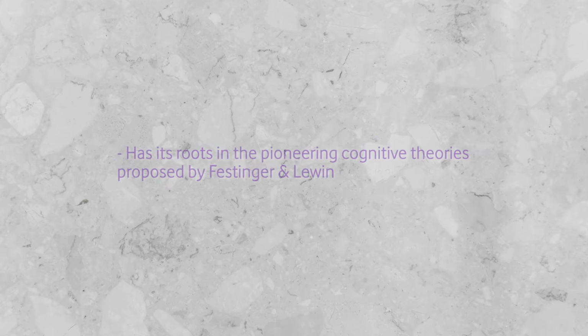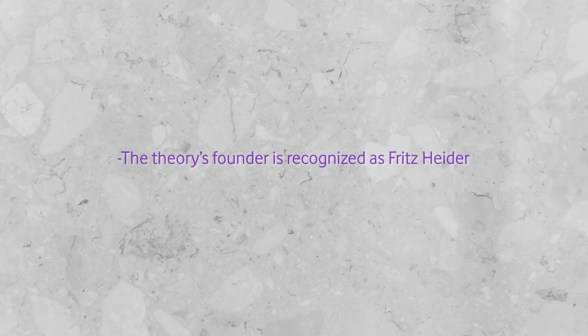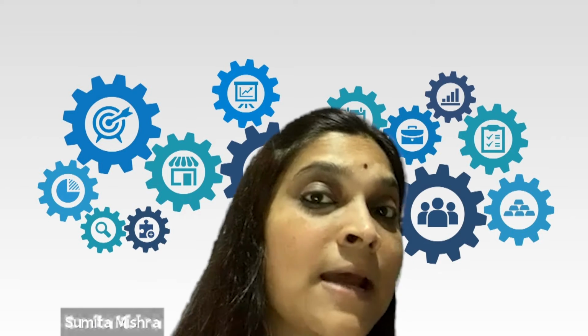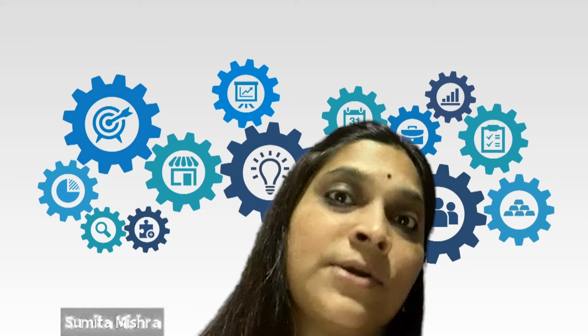It has its roots in the pioneering cognitive theories proposed by Festinger and Lewin, and the theory's founder is recognized as Fritz Heider. Heider believed that both internal forces, that is the ability, effort, etc., and external forces, that is the environment around you, combine to determine behavior. That means a person's behavior can be ascribed to internal factors, which are situated inside the person, and the world around them, meaning the external environment.